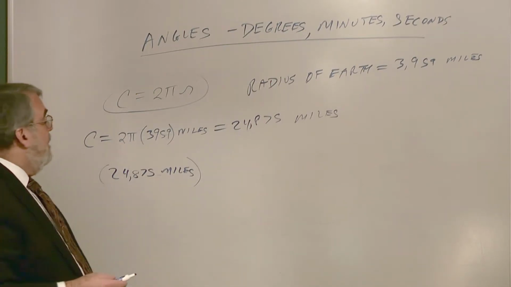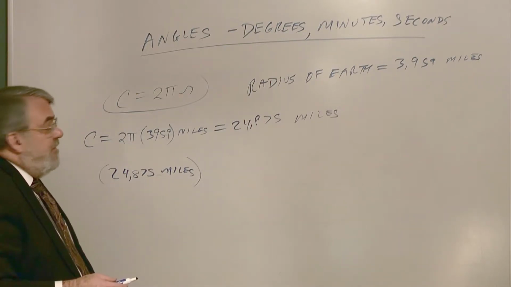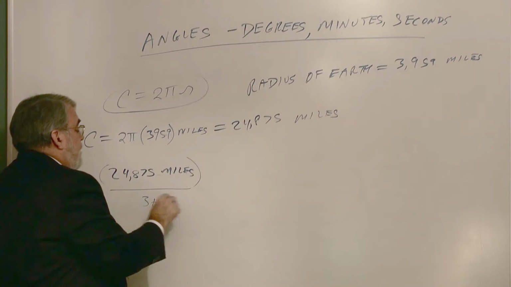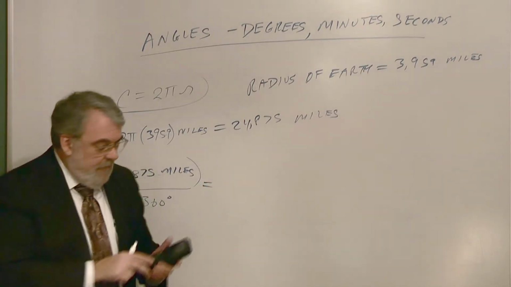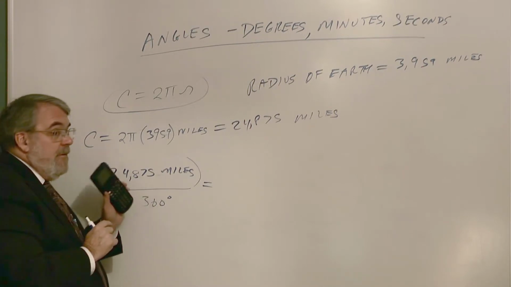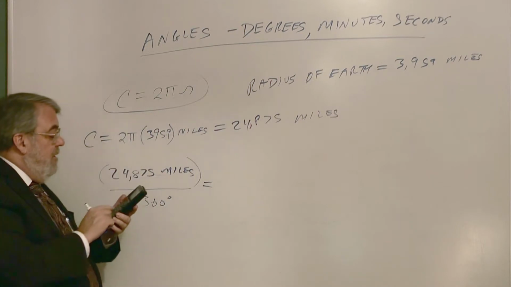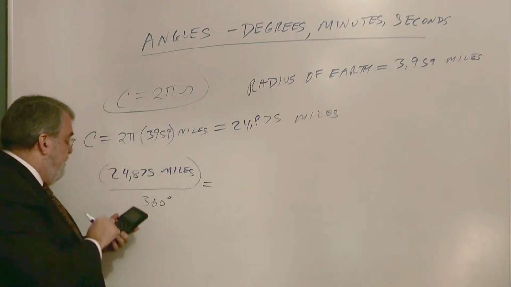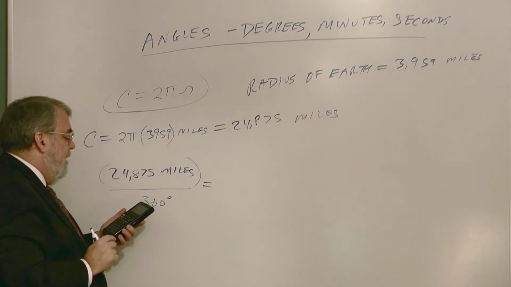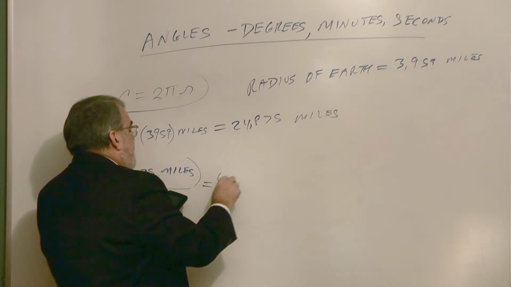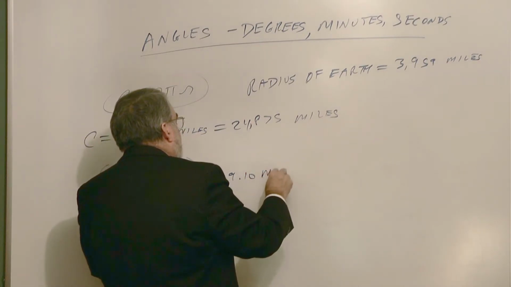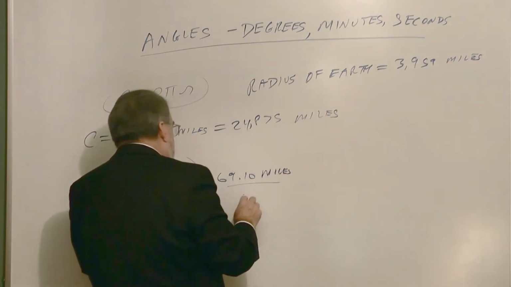So if I divide by 360 degrees, I'm just going to use the integer number right here, but from here on, I'm going to use all the decimals of my calculator. You should have your calculator on you and be doing this yourself. 24,875 divided by 360 is about 69.10 miles per degree.